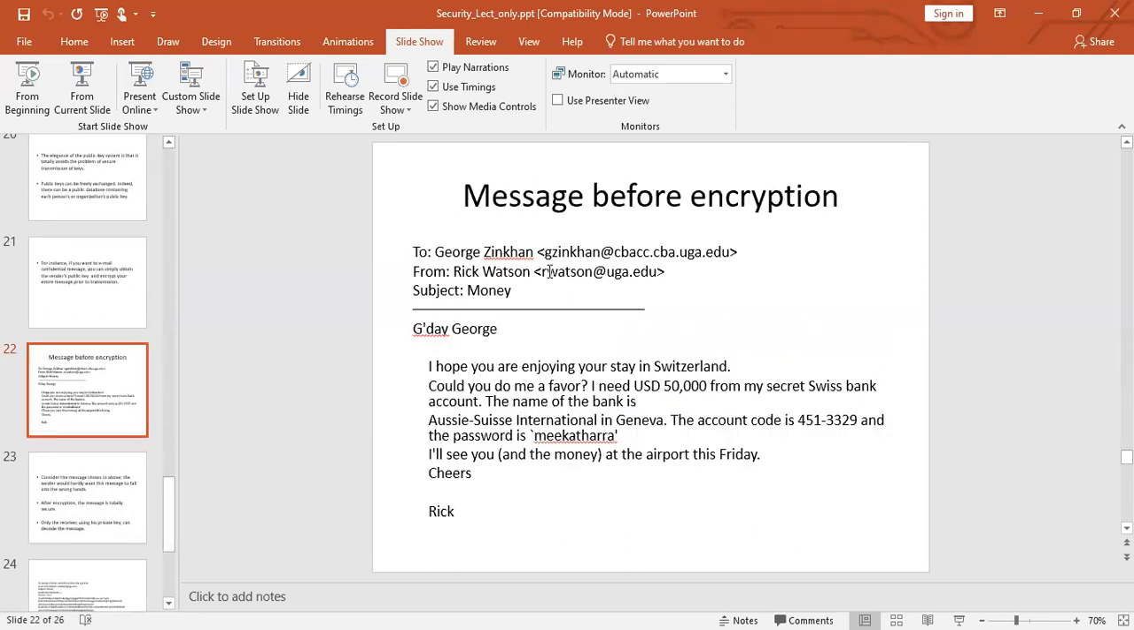Okay. For instance, if I want to send this message to George, or let's say Rick, let's use the example we have here. Rick is sending this message to George, and the content is an email, actually. The subject of the mail is money. Then the message from Rick begins with greetings. Good day, George. I hope you are enjoying your stay in Switzerland.